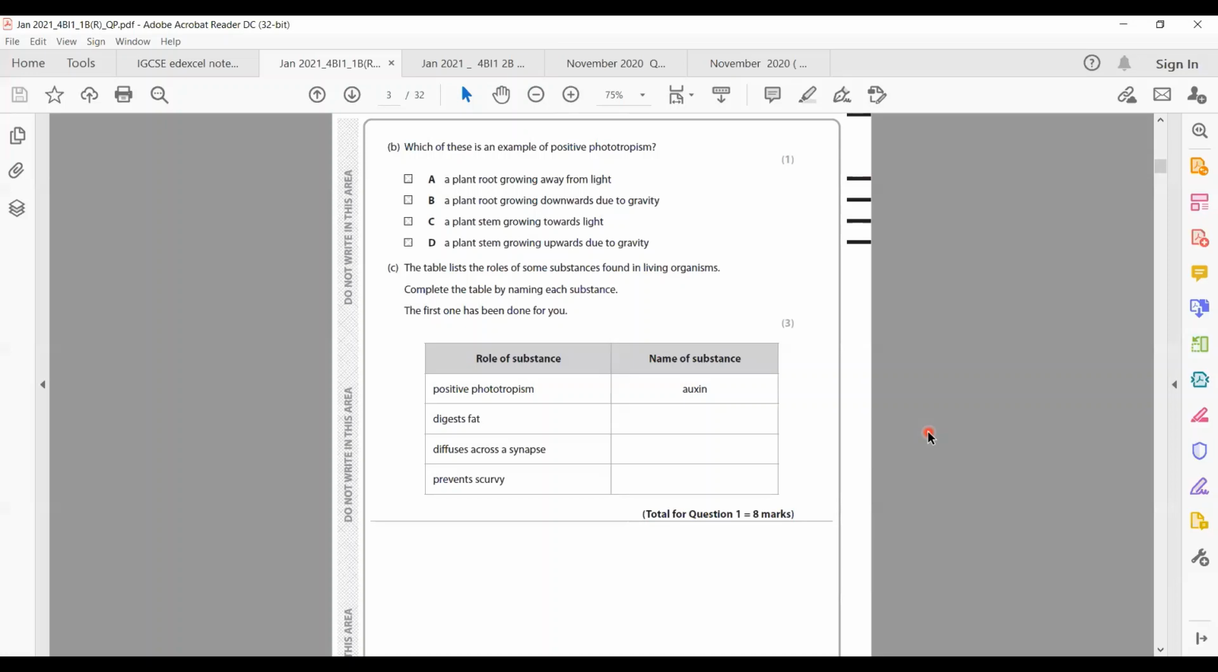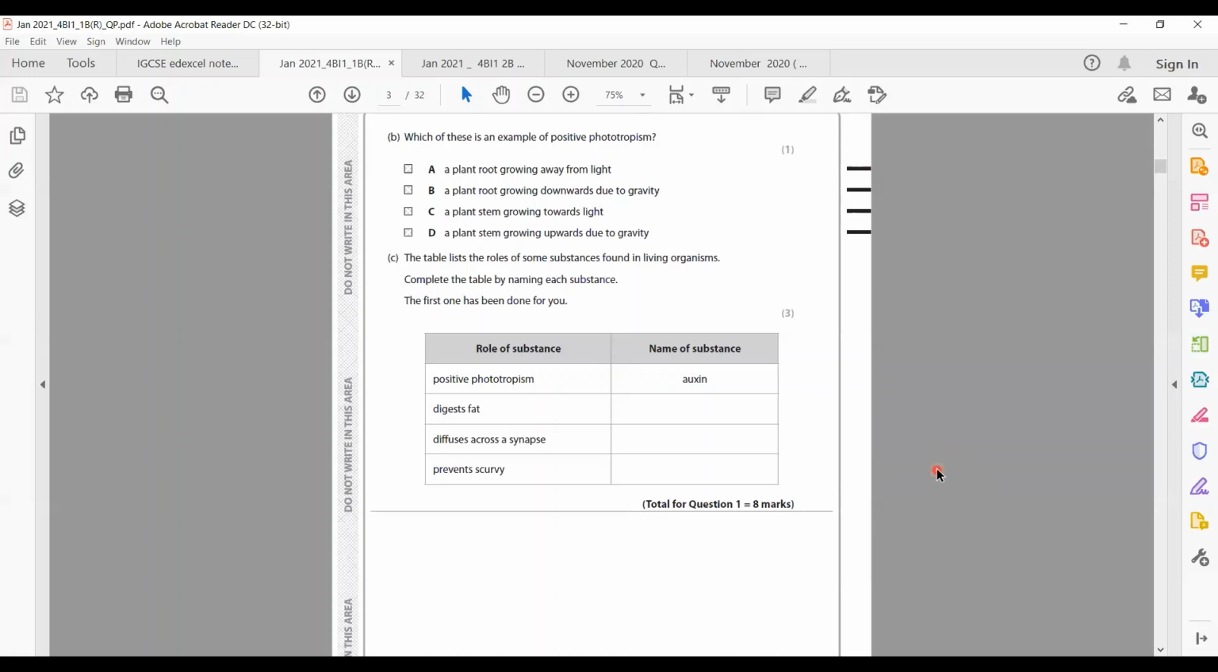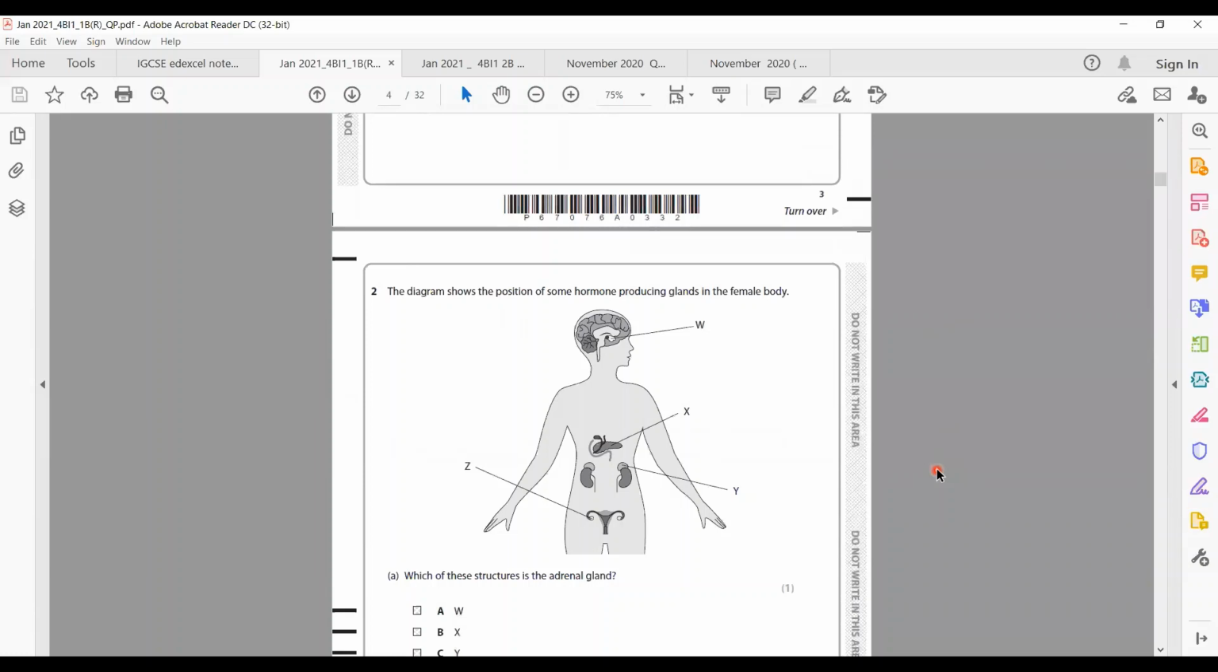We have known that scurvy is a kind of disease due to vitamin deficiency. Vitamin C. Of course, vitamin C. Bravo. Salma, number 2.